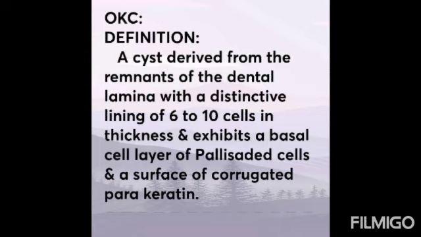So it has 6 to 10 cells in thickness and exhibits a basal layer of palisaded cells. The basal layer is made up of palisaded cells and the surface has a corrugated parakeratin layer. So this is the OKC, that is Odontogenic Kerato Cyst.